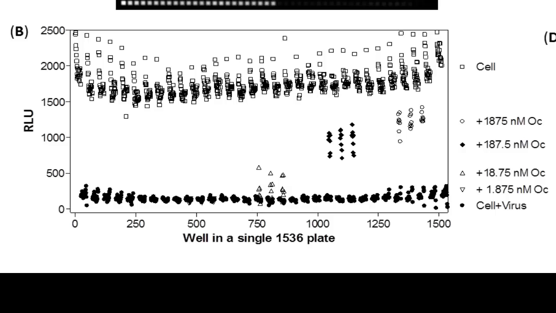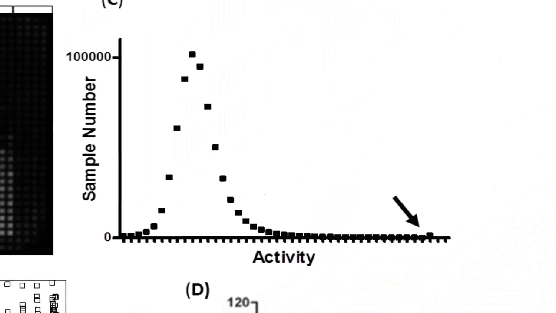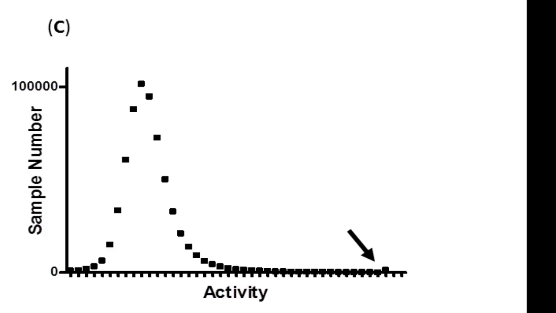When this is done, the next step is moving to the high throughput screening campaign. Figure C shows that the majority of compounds have no activity in this assay. Only a tiny number of compounds, shown by the arrow, have high activity that fits the criteria to define them as a hit. So we picked every one of those compounds from our library and then confirmed them.